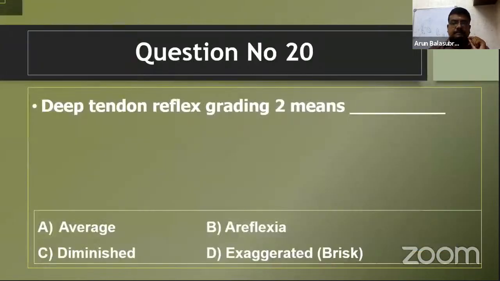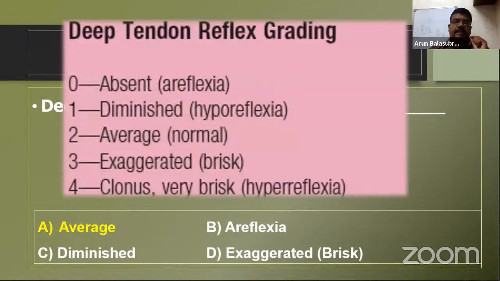So if you assess the synovial fluid, you can see this in rheumatoid arthritis or osteoarthritis as a lab investigation. Deep tendon reflex grade 2 means what? Is it average, diminished, exaggerated, or areflexia? Right, it is called average. When you see the grading of deep tendon reflexes, 0 is absent or areflexia, 1 is diminished or hyporeflexia, 2 is average or normal, 3 is exaggerated or brisk, and 4 is clonus, very brisk hyperreflexia.